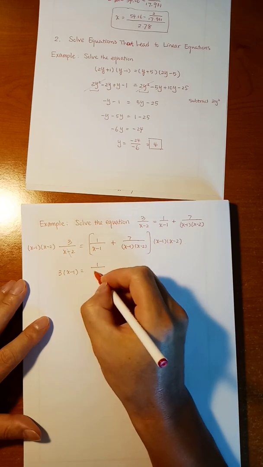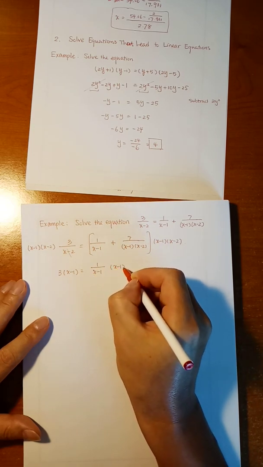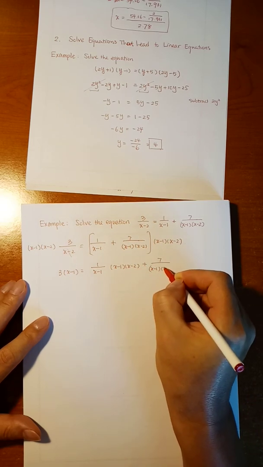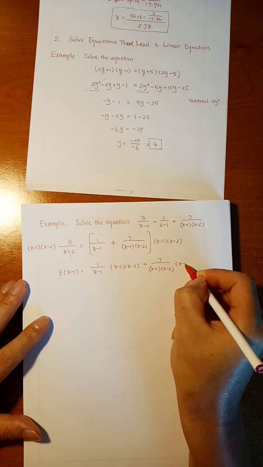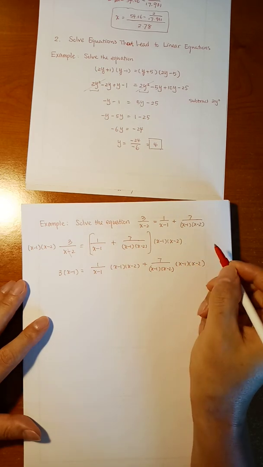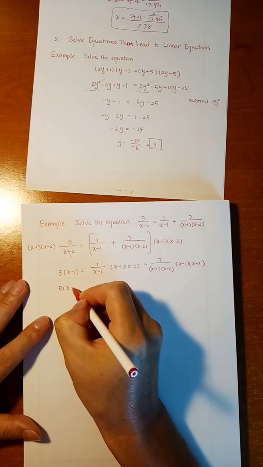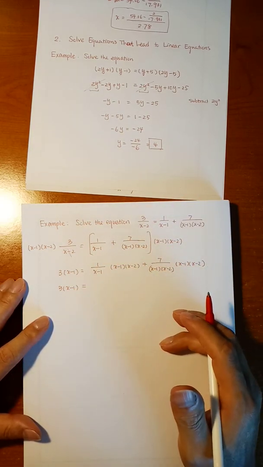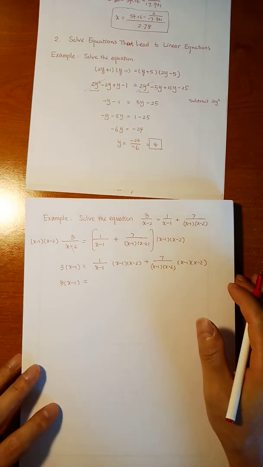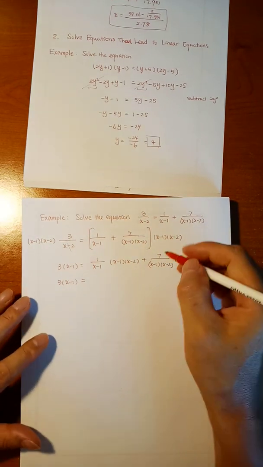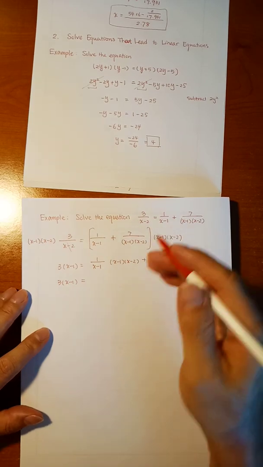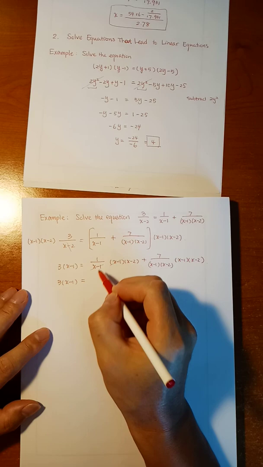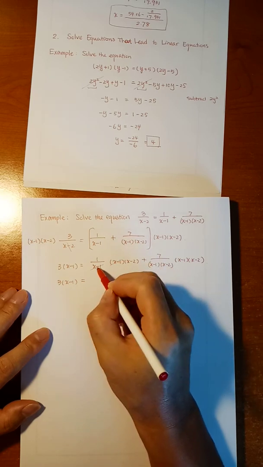So it's 1 over (x minus 1) times (x minus 1)(x minus 2), plus 7 over (x minus 1)(x minus 2) times (x minus 1)(x minus 2). Let's continue this. If you are familiar with this process, of course, you don't have to write those steps. But if you are not very familiar with this computation, it's better to write extra steps to clear your mind. So here you are going to cancel x minus 1 from the factor and the denominator.